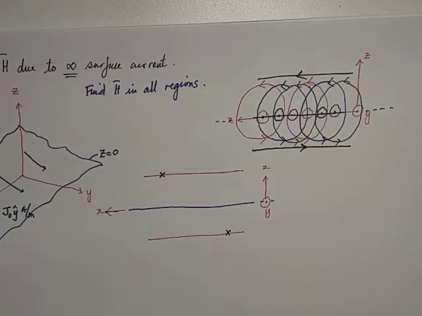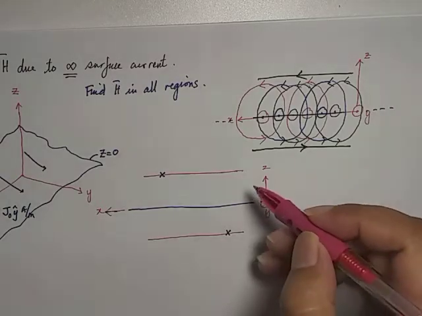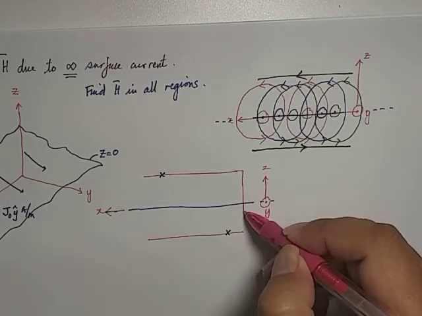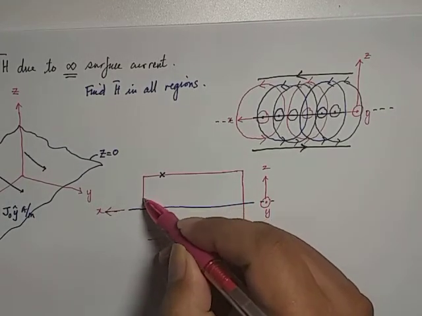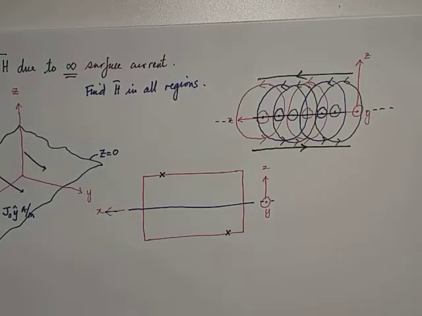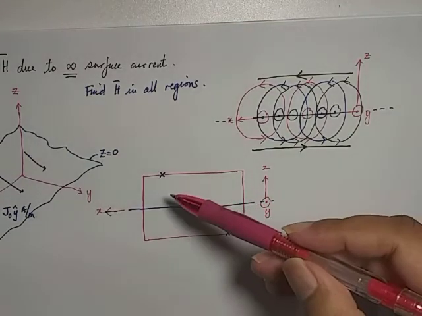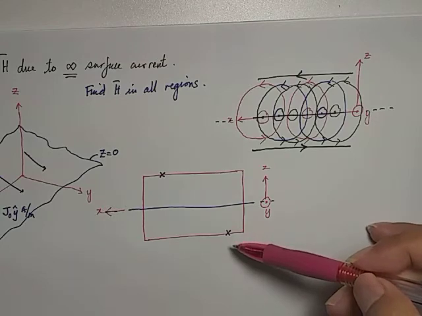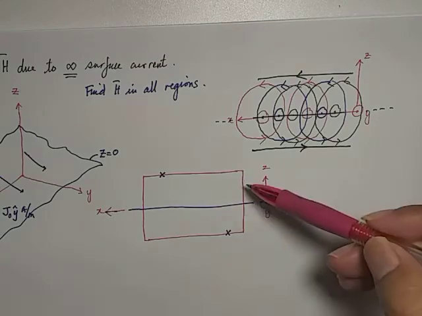And then remember the loop must be closed. So I'm going to join these lines together. That should be my Amperian loop. Remember, it must pass through the appropriate location of H, and then it must be closed.